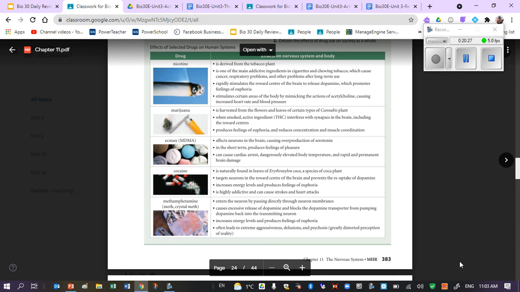So there are several drugs listed here: nicotine, marijuana, ecstasy or MDMA, cocaine, and methamphetamine. You can choose one of those because here it is, the content is there, but you don't have to. If you would prefer to, and I always have to choose my words carefully, if you would prefer to research a different drug, not to choose a different drug or do a different drug, which sometimes I say, but if you want to do your assignment about a different drug, you are welcome to.